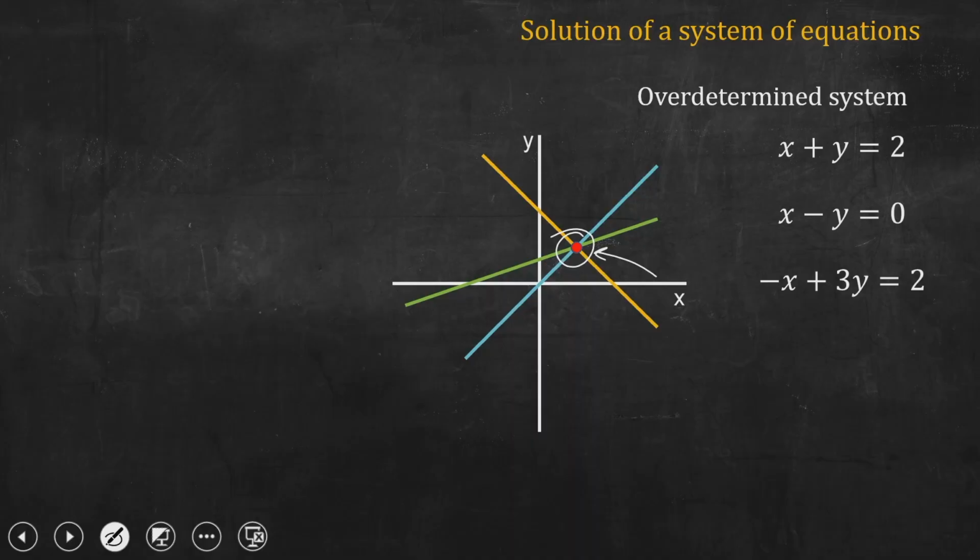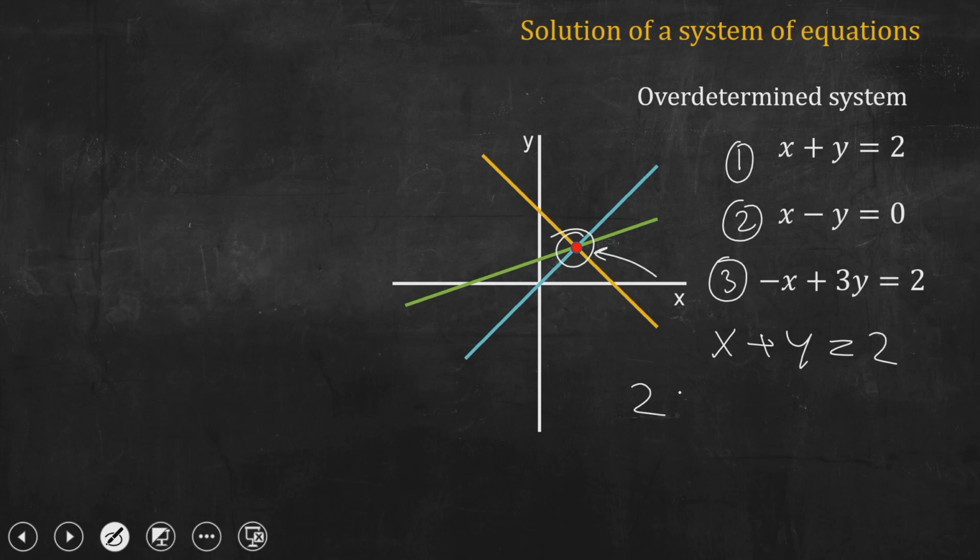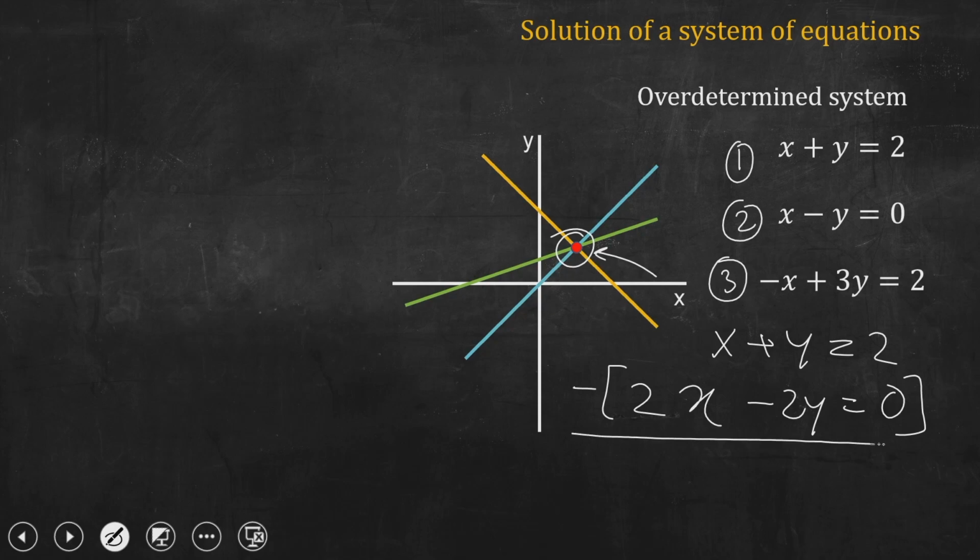See, let me mark the equations 1, 2 and 3. I take the first equation, x plus y equal to 2, and then I multiply the second equation with 2. I get 2x minus 2y equal to 0, and I subtract this whole thing from the first one. So, what do I get? x minus 2x is minus x, y plus 2y is plus 3y, and 2 minus 0 is 2. I have got the third equation.